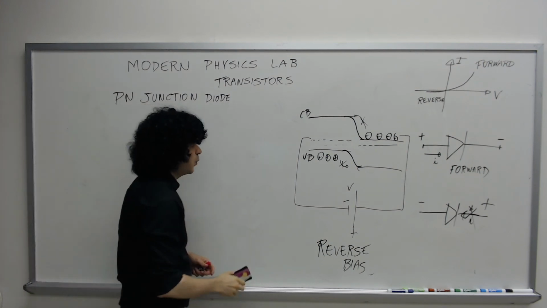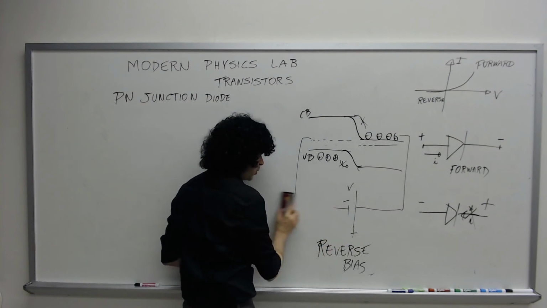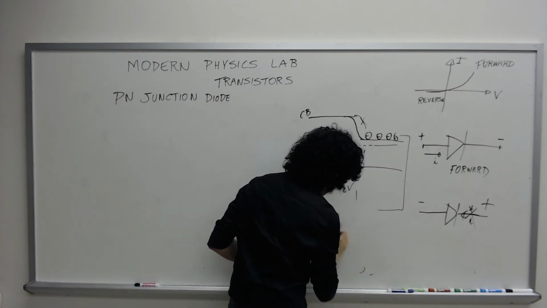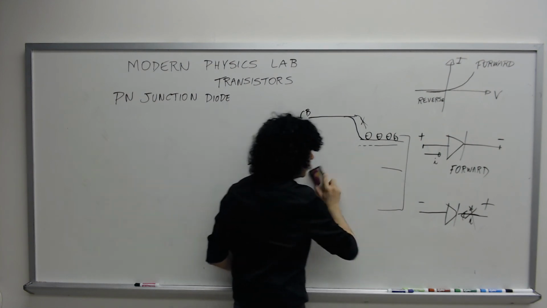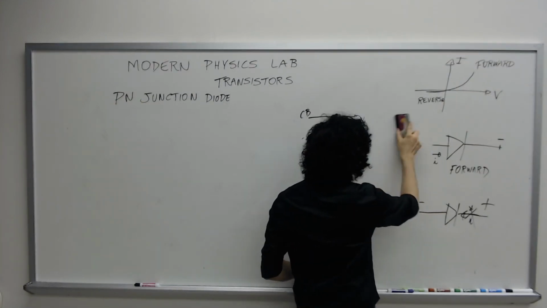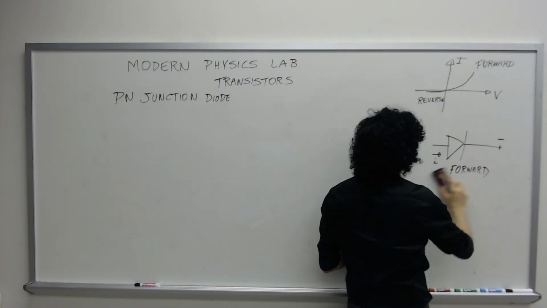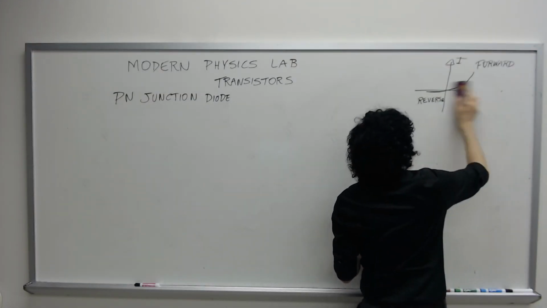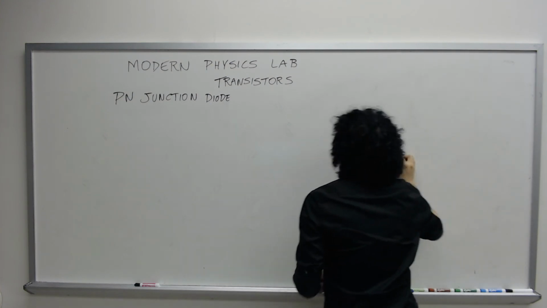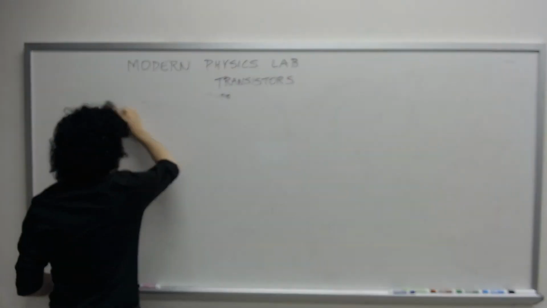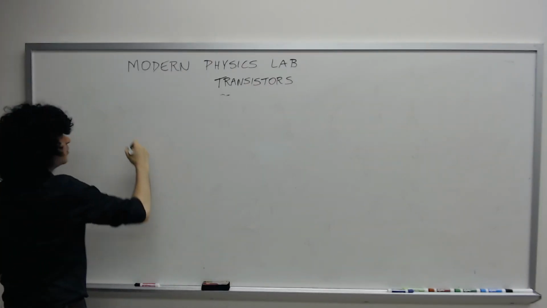Right, now we can build the device we'll be working with, a bipolar junction transistor, which is just a diode connected back to back. PN junction diodes connected back to back. Now you have this type of configuration.